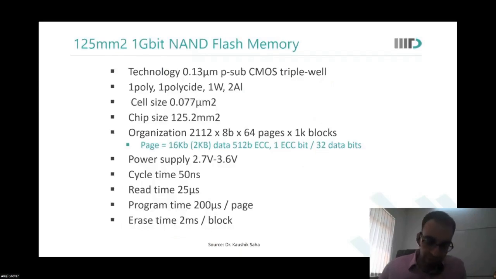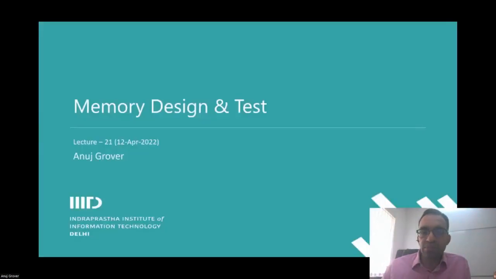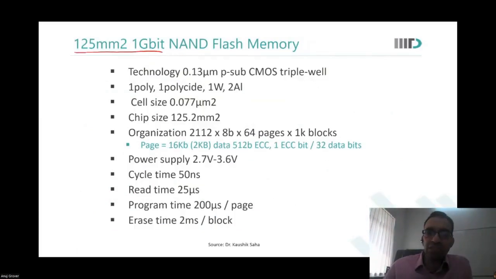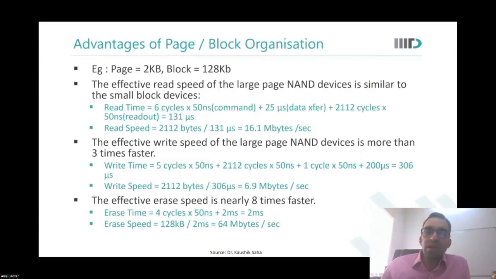So, I'm sorry, I'll just take another 1 minute, because I want you to be prepared for Kalyan's lecture. That's it, just 2 more slides. We're talking about a 125 millimeter square, 1 gigabit NAND flash. Then these are the numbers that you could look at. Just keep these numbers in mind and then compare with the numbers that Kalyan may share day after tomorrow.